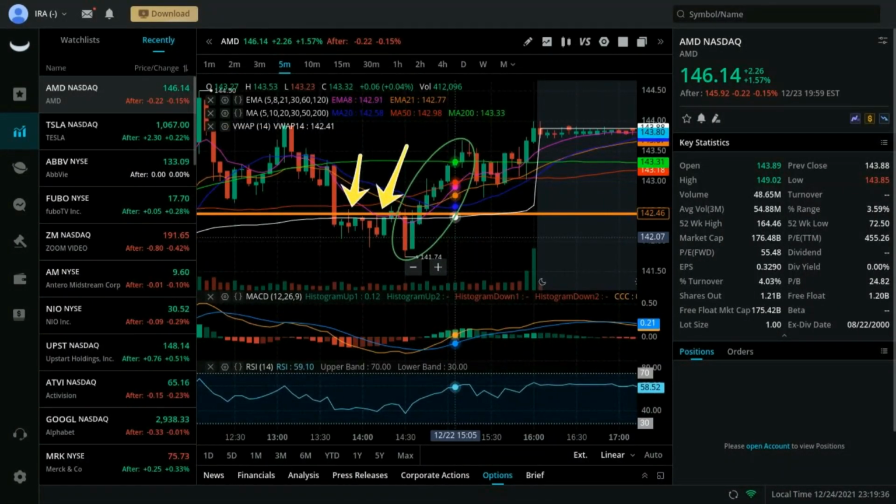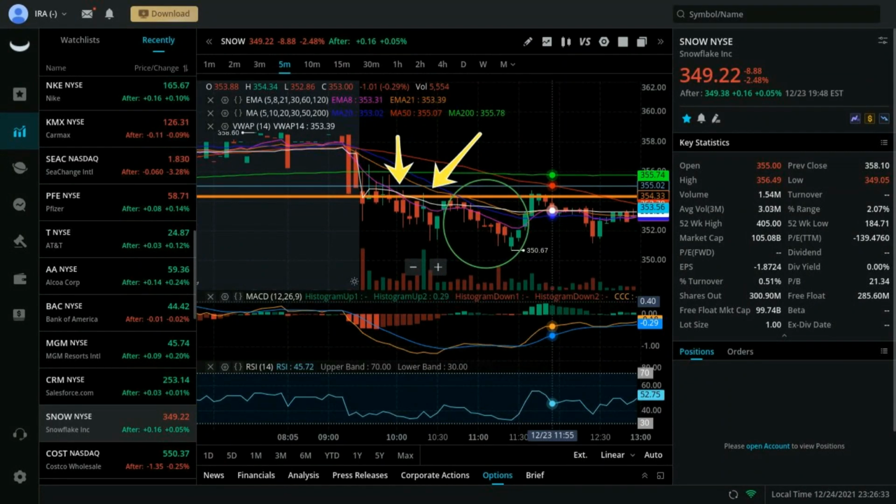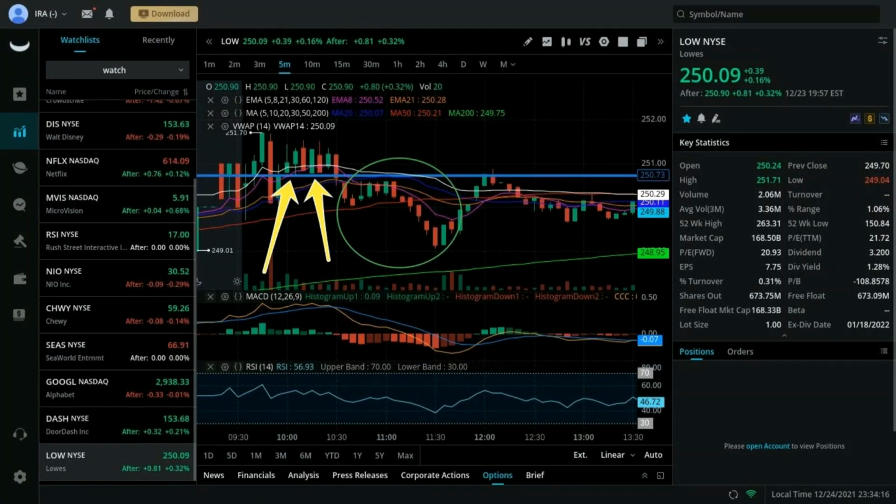If a resistance or support zone is touched or penetrated several times, it becomes more likely that a breakout could be coming. At the same time, however, the more times that a resistance or support zone is touched, the larger the decline is likely to be if the market falls instead.